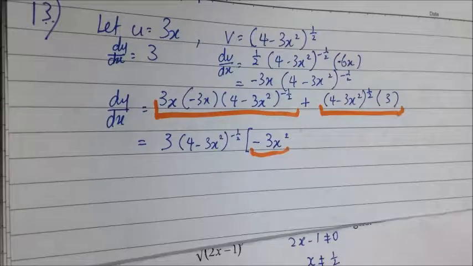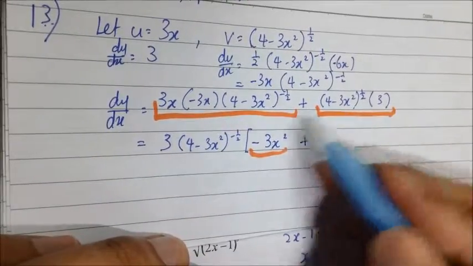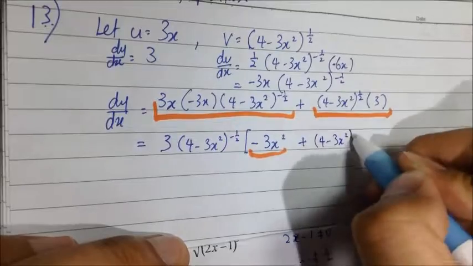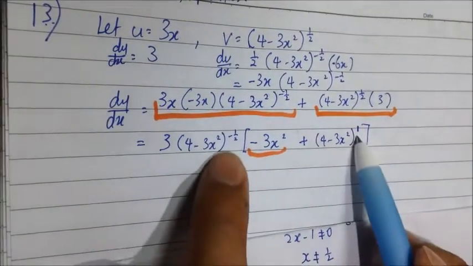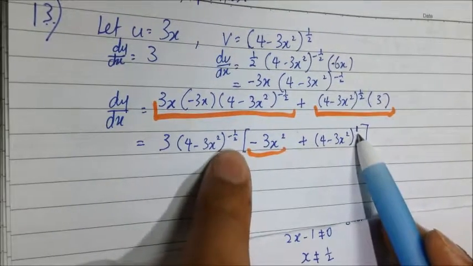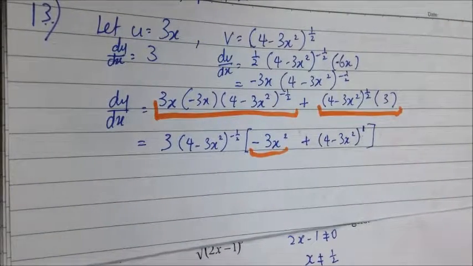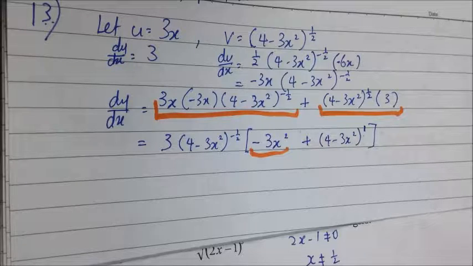Second one, it's a plus something. 3 I took out already. This one is left with power what? 1. Let me try. 1 plus minus half will give you half, correct? This part is okay.